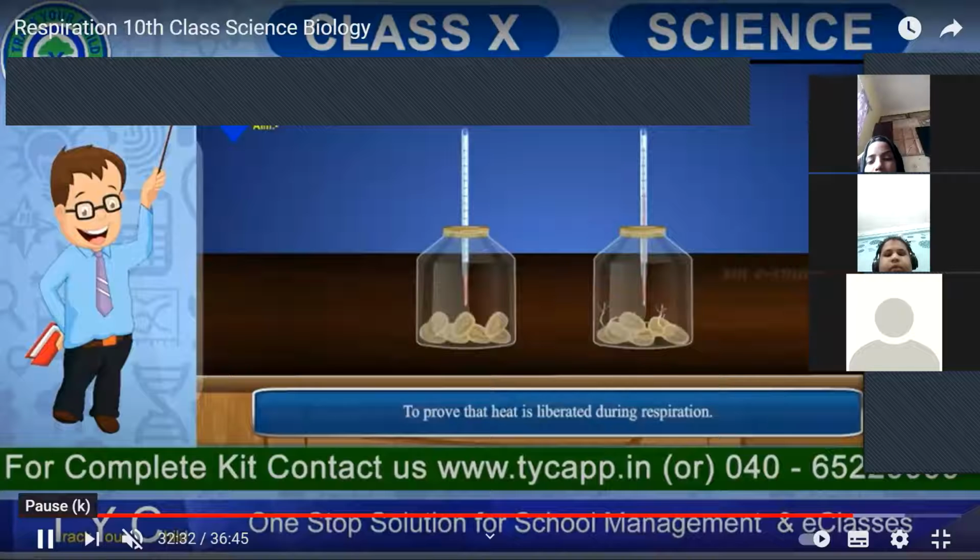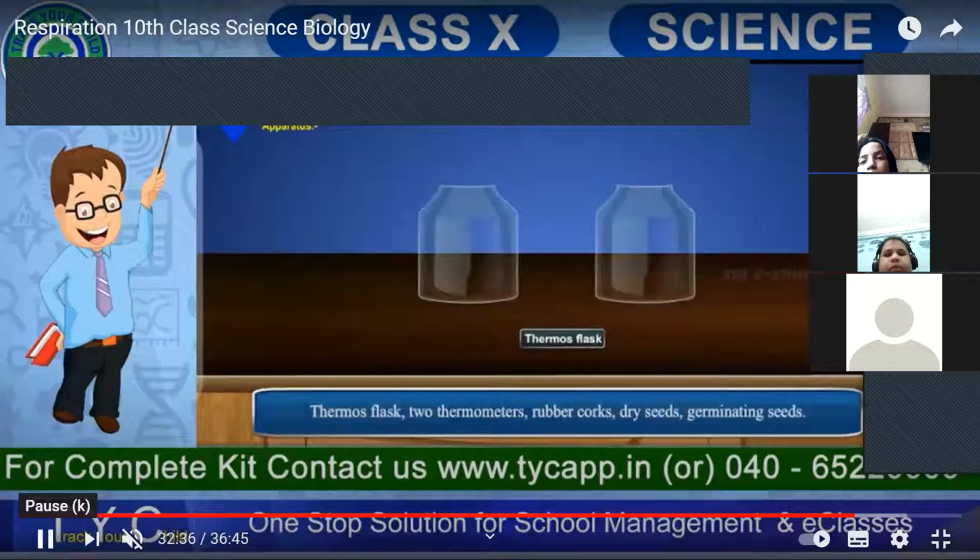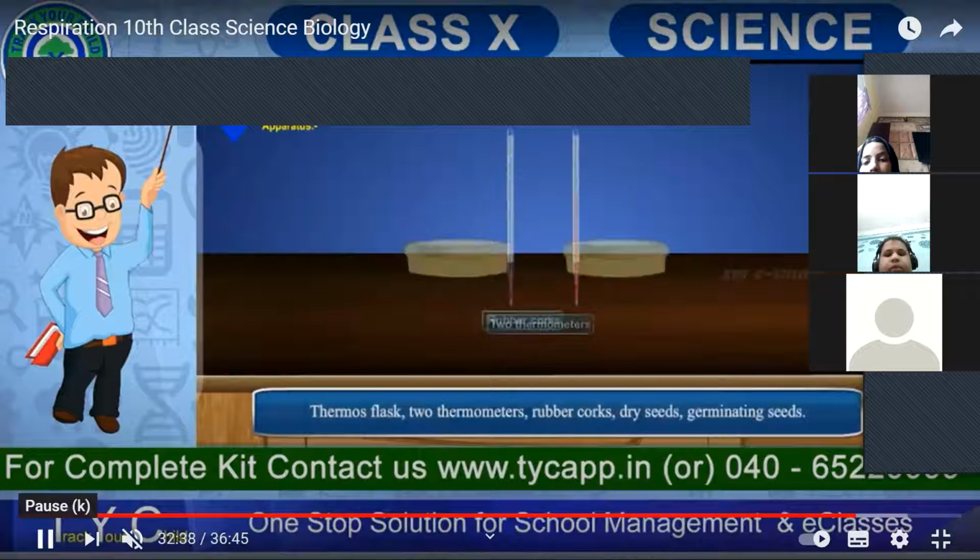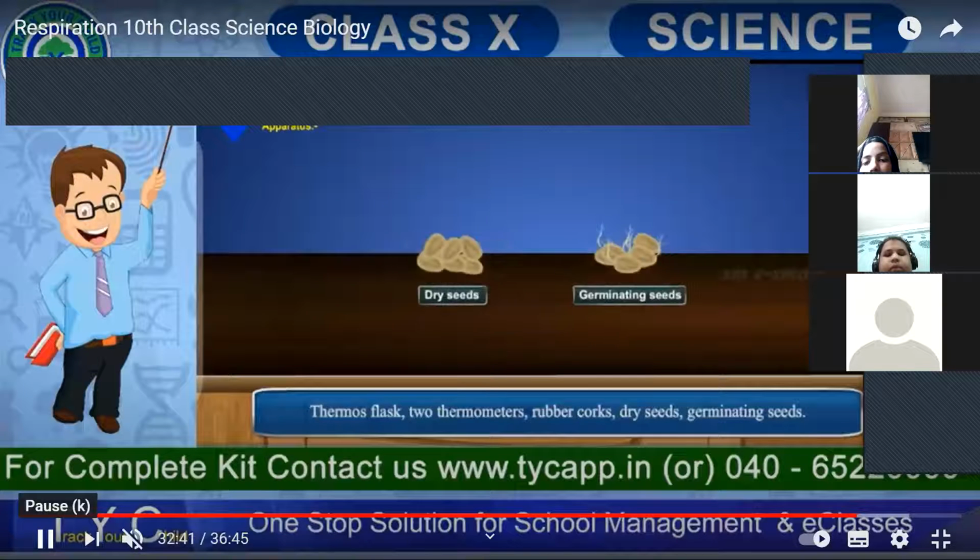So to prove that heat is liberated, we are talking about respiration as a process of combustion. We call it a catabolic process. So when this is happening, heat has to be generated. So let us keep a thermometer and check what happens to the temperature also. Is heat being released during this process of respiration? To prove that, we are taking again a thermos flask, 2 thermometers, rubber corks, dry seeds, and germinating seeds. Both the seeds we are taking.